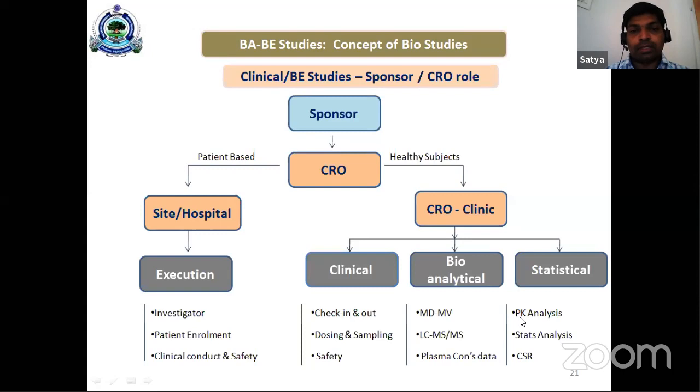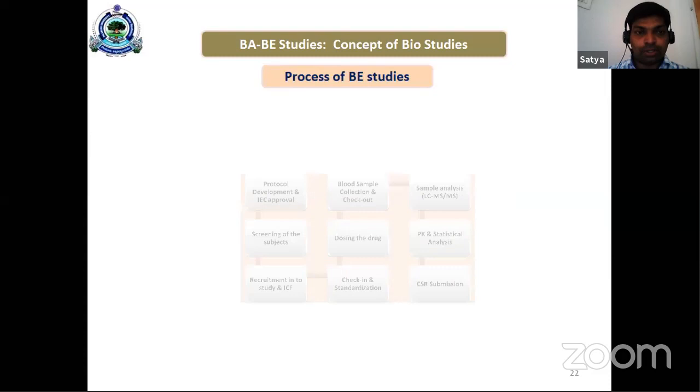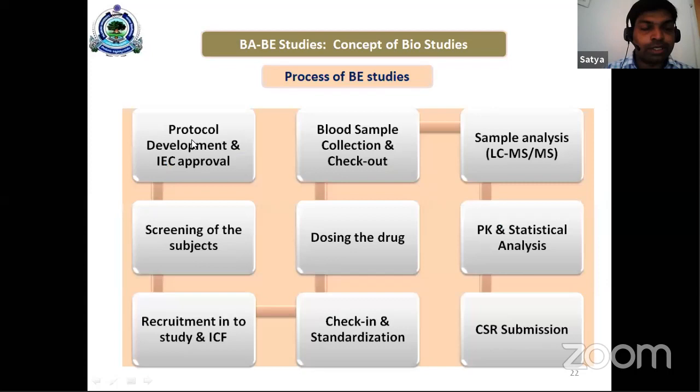In my next slides, I have mentioned the process step by step, which will give the entire picture of bioequivalence studies. First, the protocol: as I said, the sponsor will coordinate with the CRO, and in coordination with the CRO, the bioequivalence study protocol will be developed. Then it will get approval from the IEC. Once the protocol is approved by the IEC, the next slotting will be taken from the CRO, and the drug will be shipped to the CRO to conduct the study.